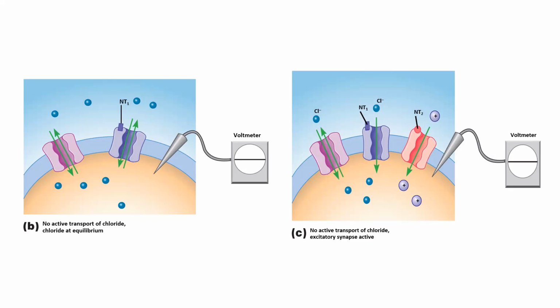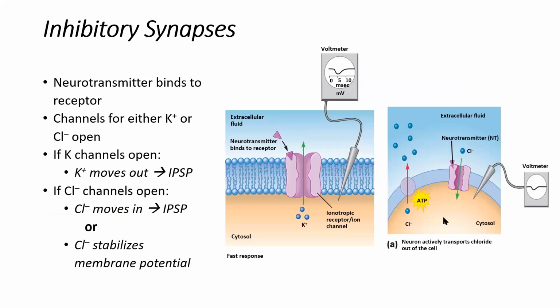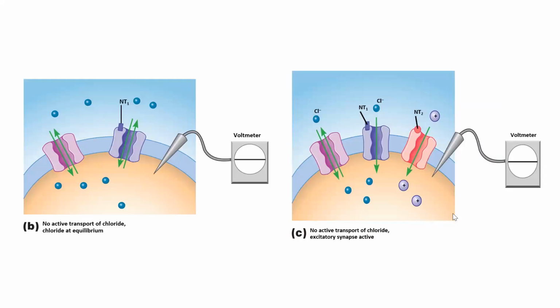So just to summarize here again, if we have active transport of chloride on this neuron, then opening up a chloride channel causes an IPSP, right? If we don't have active pumping of chloride on this channel, then opening up a chloride channel just cancels out any positive ion movement. So for every positively charged ion that comes in, chloride comes in and cancels out that membrane potential change. And this is how we can stabilize the membrane potential on cells where there is not active transport.